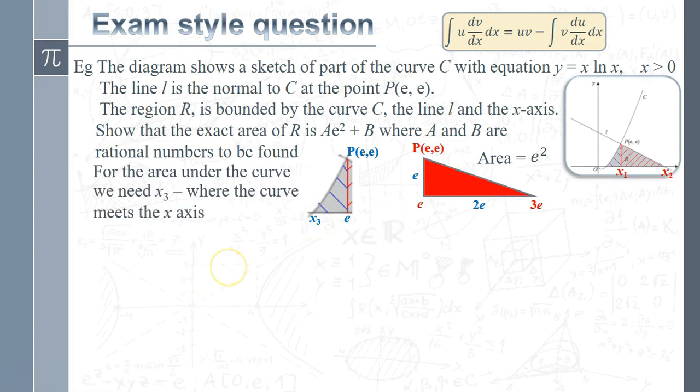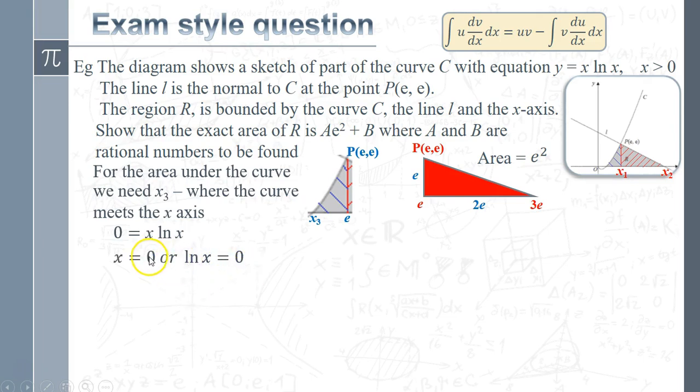That's where the curve goes through the x-axis. So again, what we're going to have to do is do a bit of solving this. Let's go to our equation of the curve. That's this one up here. Stick it equal to 0. So we've got from there x equals 0 or ln x equals 0.